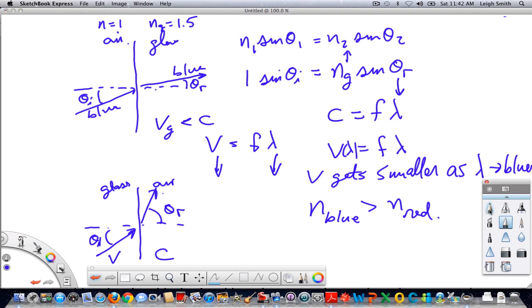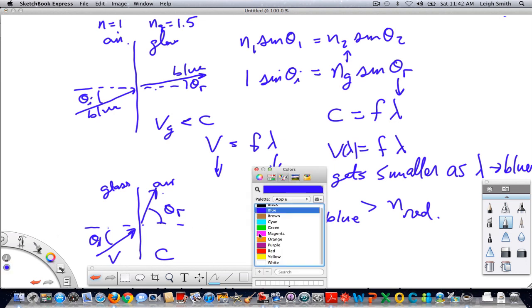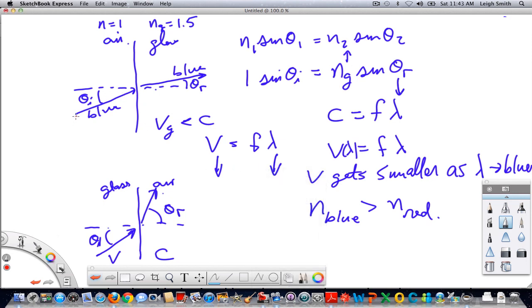If I came in with a red light, basically at exactly the same angle, then if I exaggerate it, the idea is that red light will bend less, and actually it's still bending towards the normal because it's refracting. The speed of light in glass is less. But the idea is that blue light will bend more than red light.